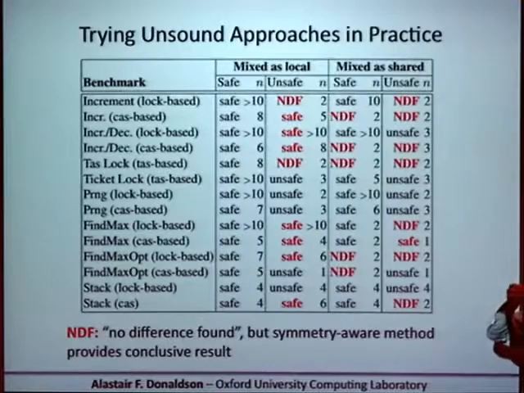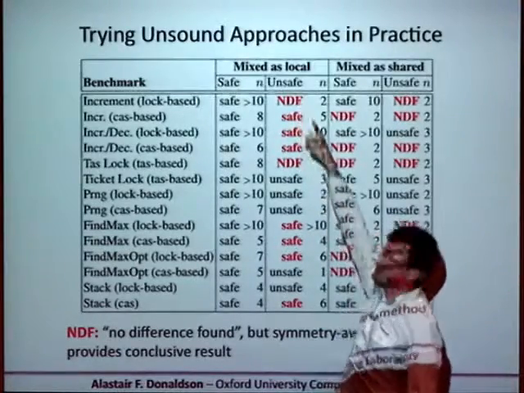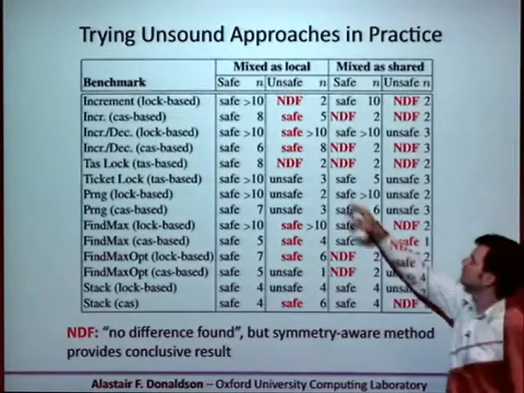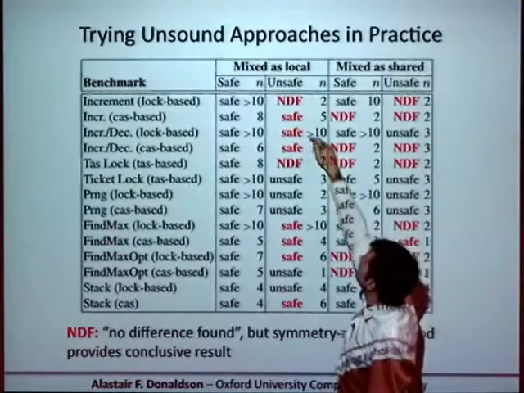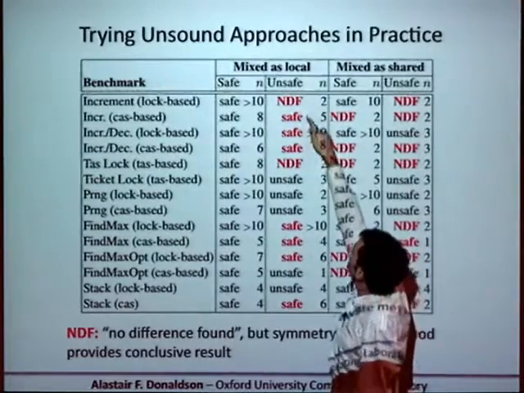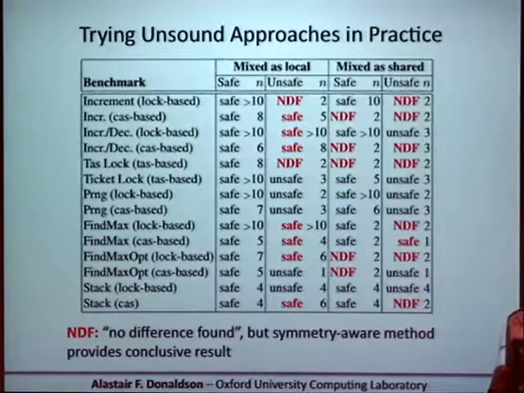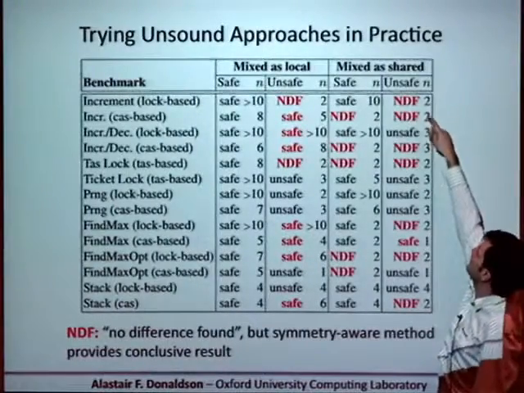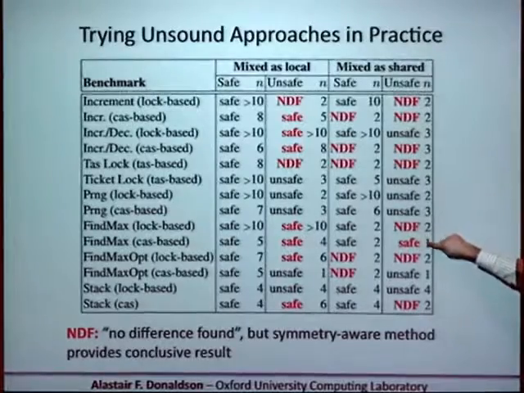So here what I'm saying is that unsafe means this is a buggy version of the example. So a correct verification result would be to say that the example is unsafe. So if we declare mixed predicates as local variables, we frequently get the model checker telling us that these unsafe examples are safe, which is unsound. And if we declare mixed predicates as shared variables, then in one case here, we find that the model checker tells us that the example is safe when it's not.